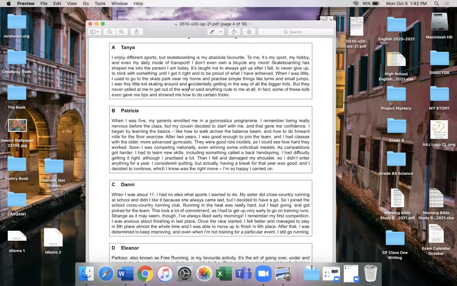Wait, is it Tanya, Patricia? Maybe there's two characters that you remember. Oh, maybe this applies to two characters, not just one. So you want to find the exact IGCSE answer. Remember, there will always be a detail to make your answer exact.